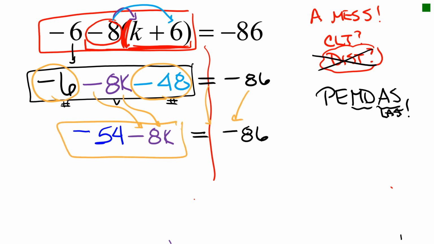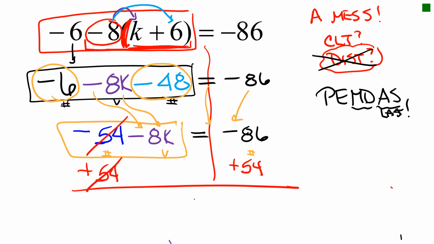Remember, if I didn't do anything with it, I bring it straight down. Left side's the one with the minus sign. Number, variable. On the right-hand side, I have a number, so I'm going to move my number term. To move a negative 54, I add 54. We're going to add 54. Negative 54, positive 54 cancel. So I have negative 8k equals negative 86 plus 54 is negative 32.